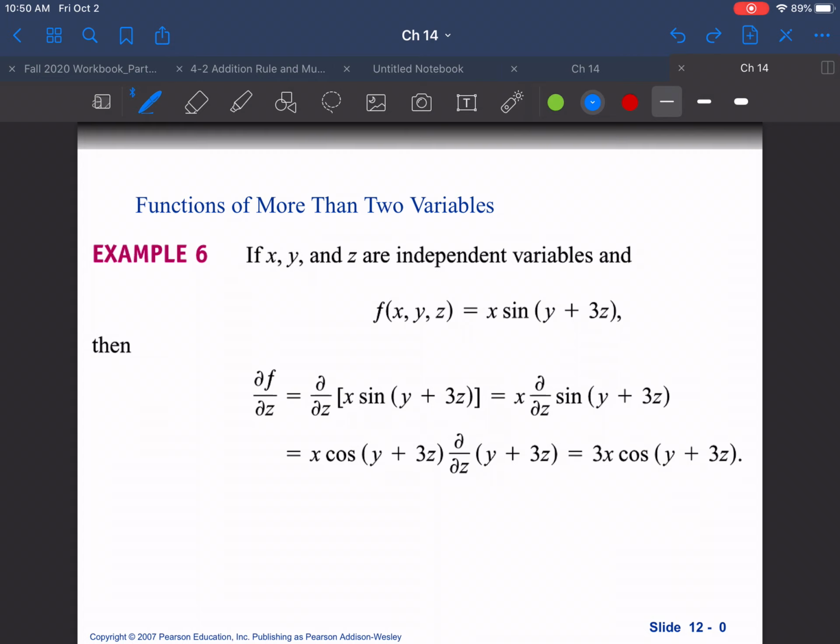We can just kind of extend this out. It's x, y, z. But again, if you're doing it with respect to z, you treat x and y as constants. So the same idea extends out to these higher tuple ones.